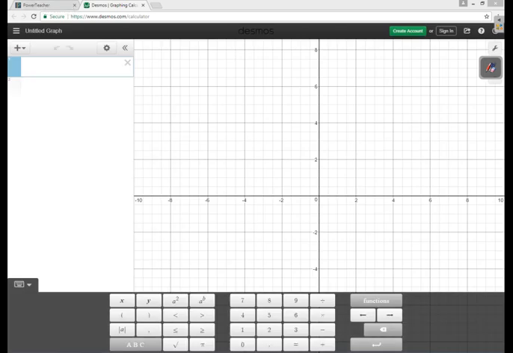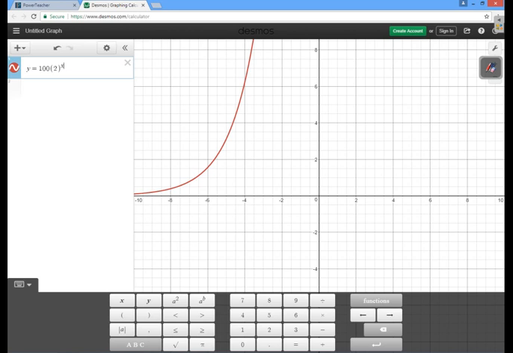So for colony A, it's y equals 100 times 2. We have to use the letter x. If you want to put the power, there are different ways you can do it. You see the a to the power of b button at the bottom? You can press that, and then to the power of x. Actually, yes, it is right.